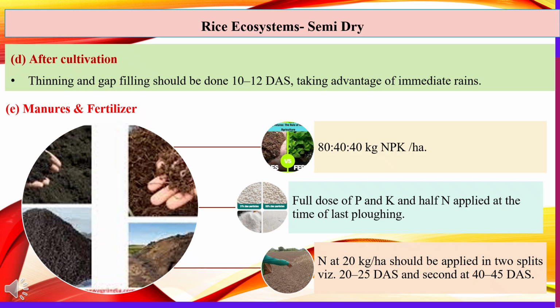Fertilizer management. Recommended dose, 80 kg nitrogen, 40 kg P2O5 and 40 kg K2O per hectare. Application method. Apply the full dose of phosphorus, P, and potassium, K, along with half the nitrogen, N, at the time of last plowing to support early seedling growth. The remaining nitrogen should be applied in 2 equal splits. 20 kg N per ha at 20 to 25 DAS to promote tillering. 20 kg N per ha at 40 to 45 DAS to support panicle initiation and grain formation.